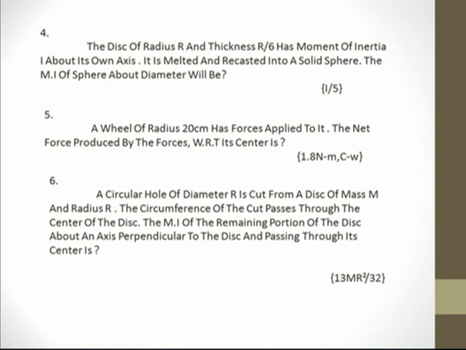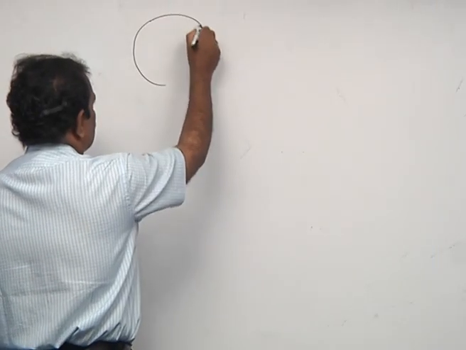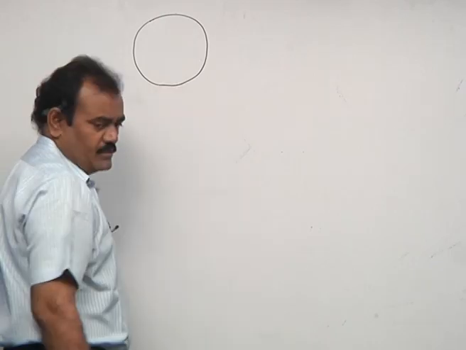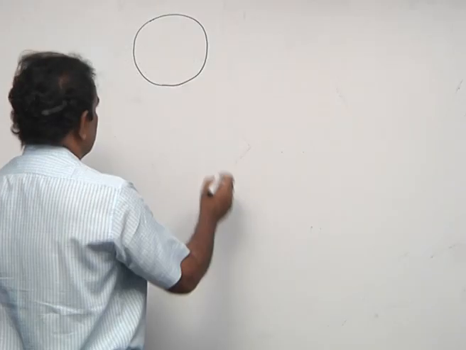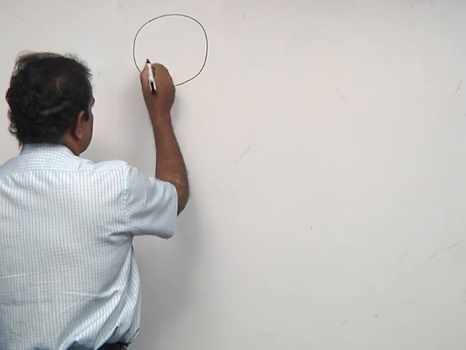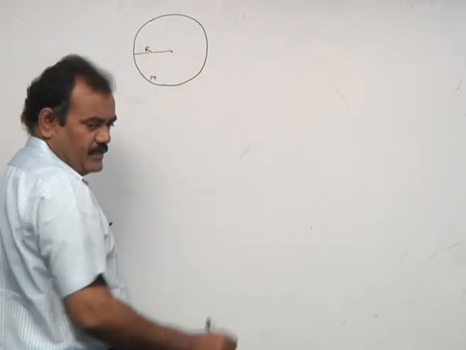A circular hole of diameter r is cut from a disc of mass m and radius r. So that's why this is a slightly difficult problem. Now this is the disc with a circular hole of diameter r cut from a disc of mass capital M and radius r. Suppose we consider the disc here, and its mass is M, and again this is the r, that also to be taken.